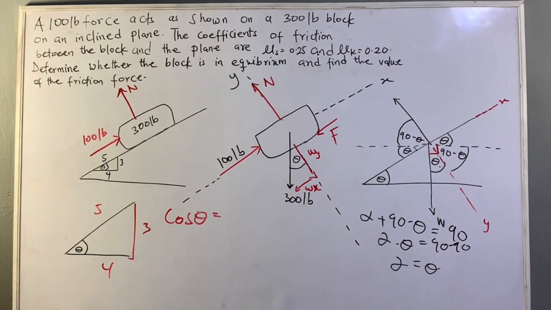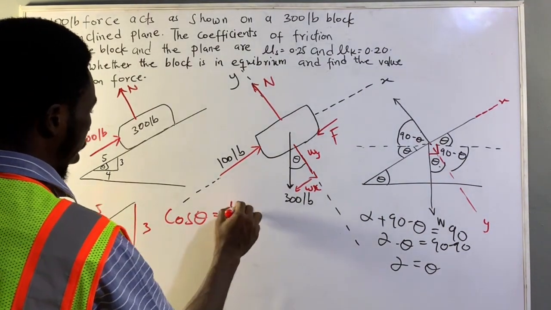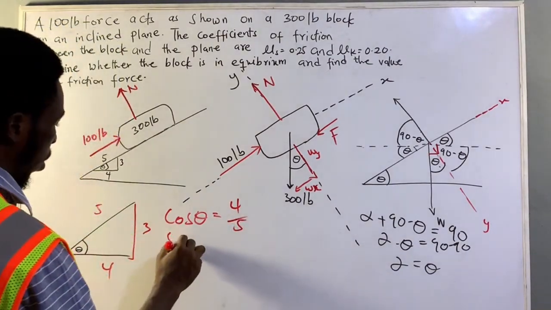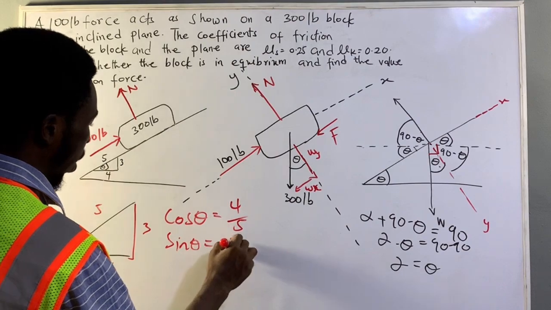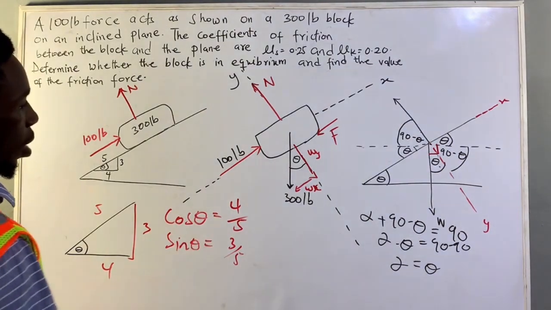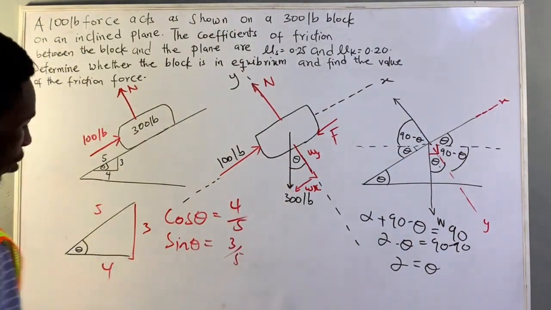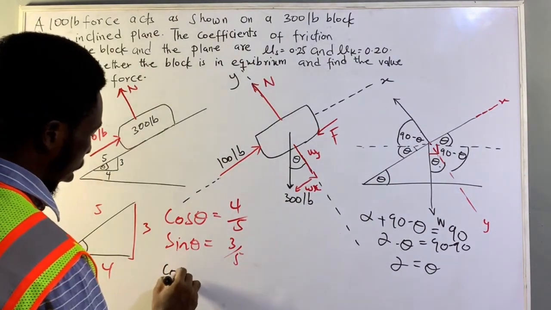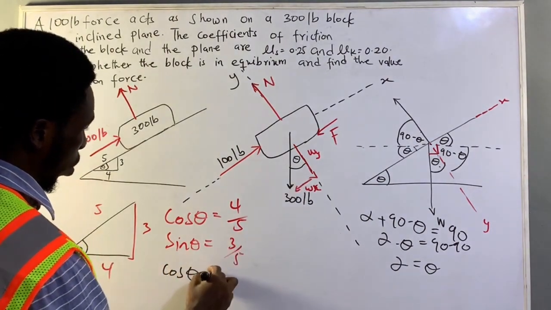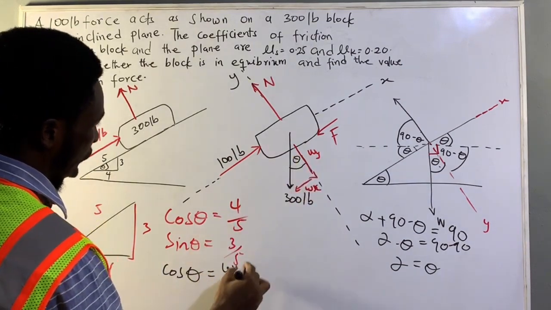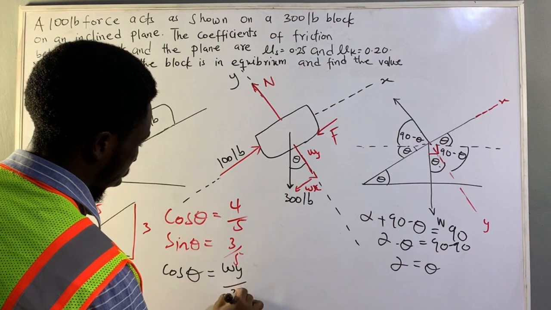All right, so now cosine of theta, we have the adjacent side here, then have the hypotenuse to be 5, right? And then sine of theta is equal to the opposite side over the hypotenuse, right? So let's consider what you have here. Let's take cosine of theta here. So the cosine of theta for this side will be equal to the adjacent, which is this, wy, over the hypotenuse, which is the 300, right?